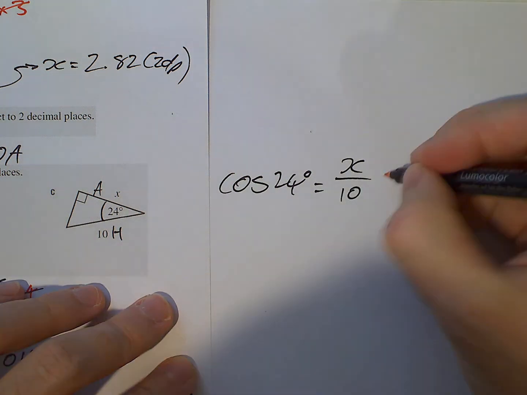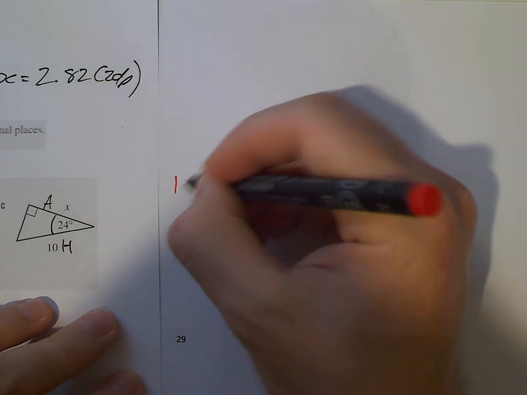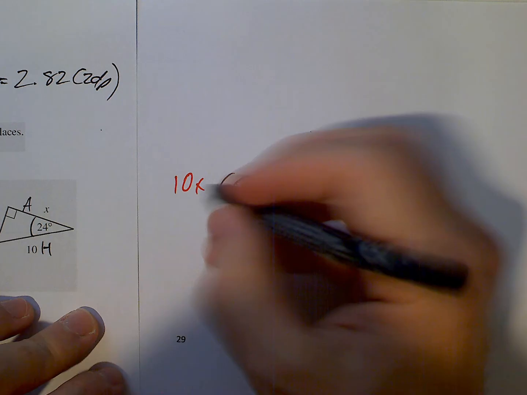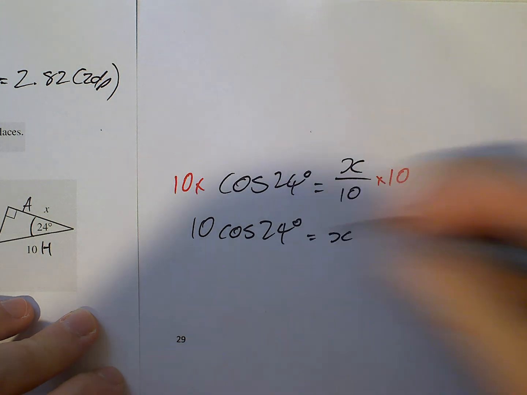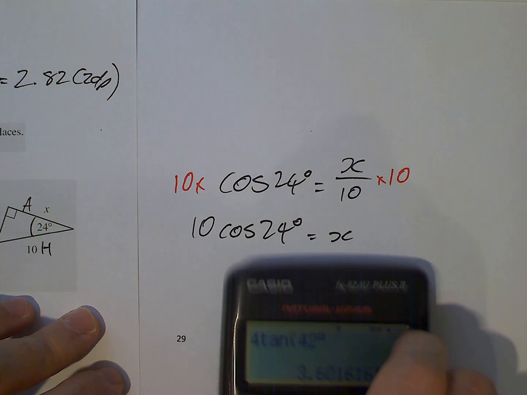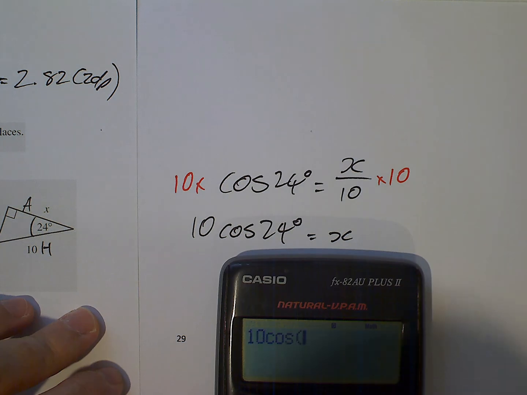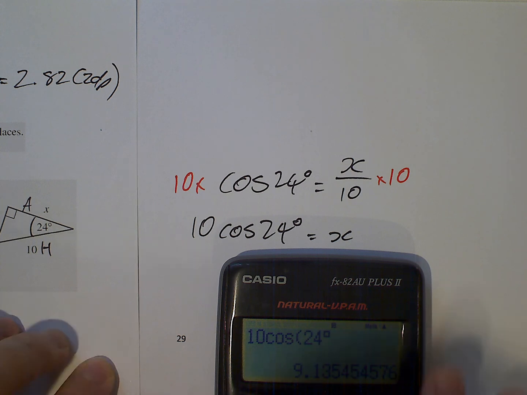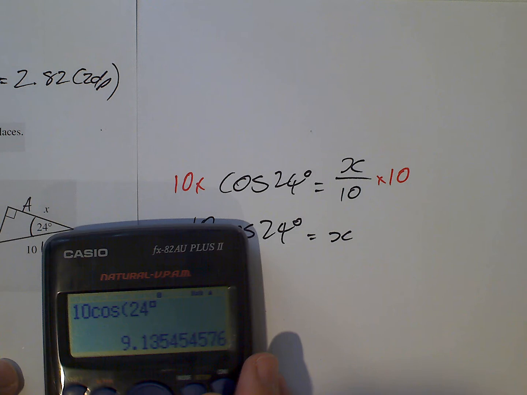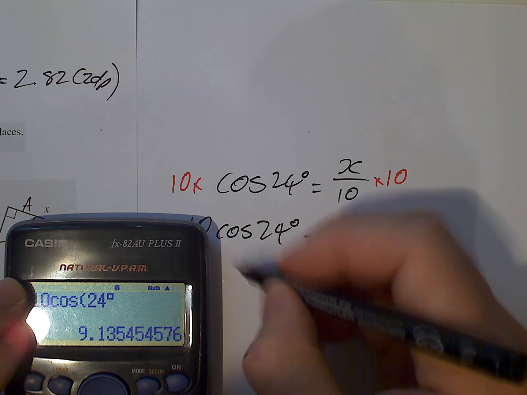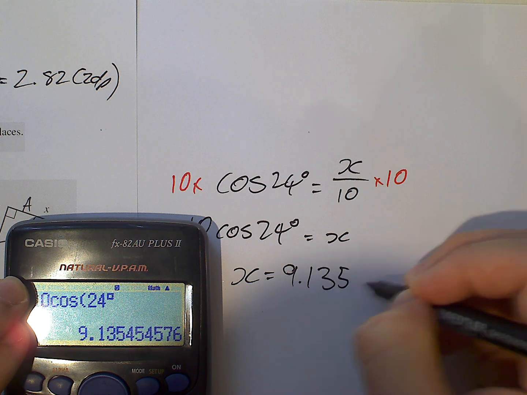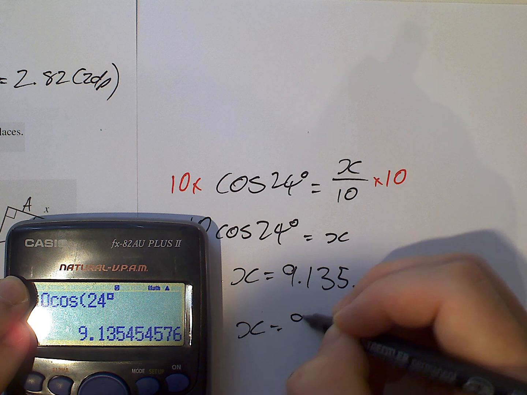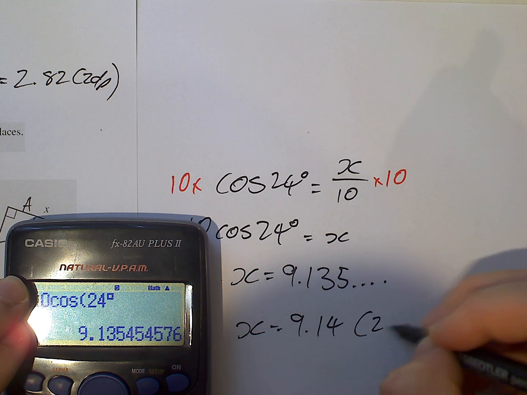That's the hard part. Multiply both sides by 10. I'm just going to move this across. This becomes 10 cos 24 degrees equals x. Let's put that into our calculator. 10 cos 24 degrees, 9.15. Okay, that will be 9.14, but let's do our accurate answer to begin with. X equals 9.135 dot dot dot dot. X equals 9.14 to 2 dp.